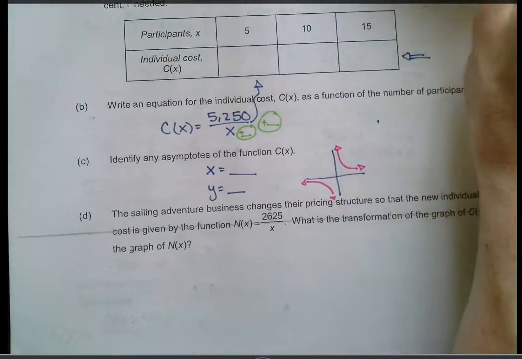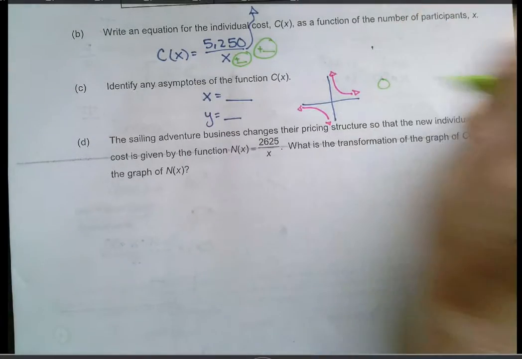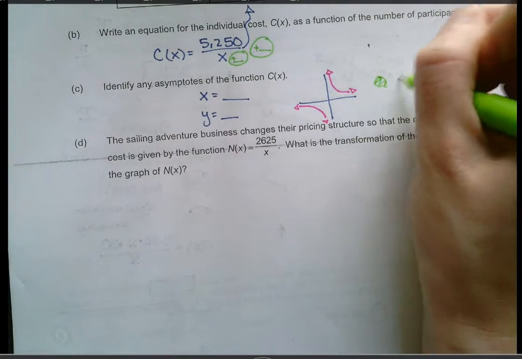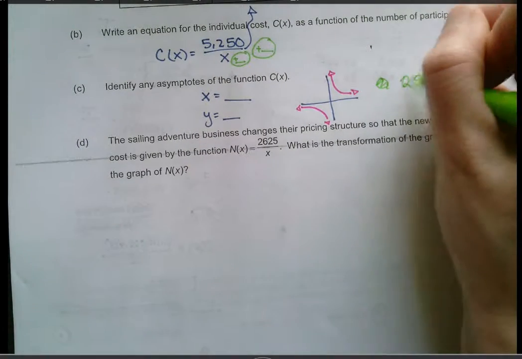Make sure you're writing your asymptotes as equations as well. So some people would just be like, oh, add 0. That doesn't work. Or add 250. That doesn't work. You have to write the actual value.